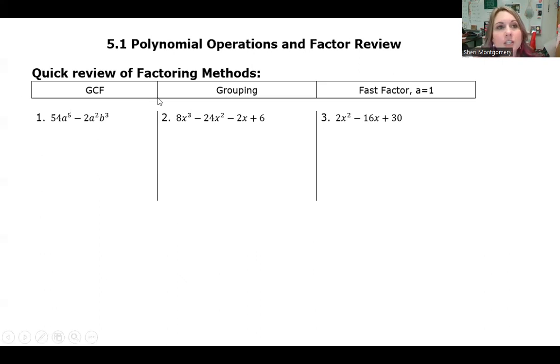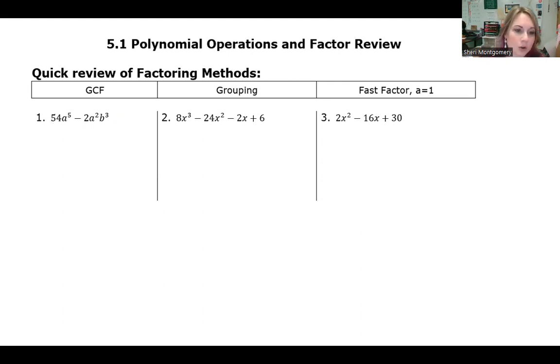So when you factor by GCF, this is the first column, you're looking for the greatest common factor. You're looking for the biggest thing that you can pull out of both terms. So when you look at just the coefficient, the number in front of the variable, we have a 54 and we have a 2. What's the biggest number that we can pull out of both of them?